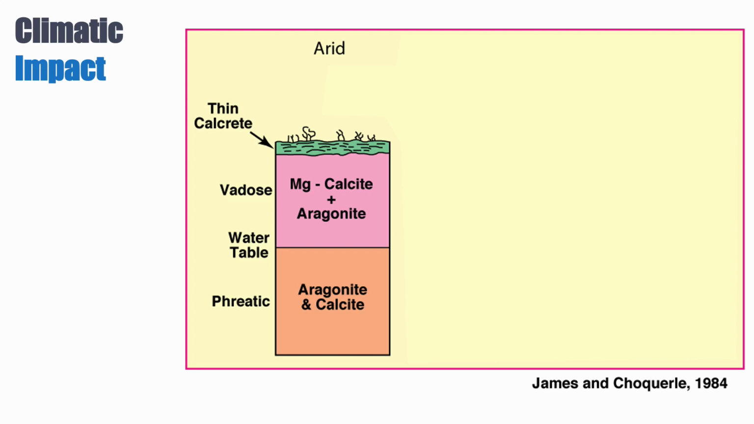If you are in an arid environment, and you're looking specifically at carbonate successions now, you basically form a thin calcrete at the top of your sediment. So that's a thin soil that can form because you have very little water, so you have very little cement in that soil. And then in the vadose zone, because you don't have a lot of water, you preserve both magnesium calcite and aragonite, which are very delicate minerals. Whereas in the phreatic zone, below the water table, only aragonite and calcite are preserved.